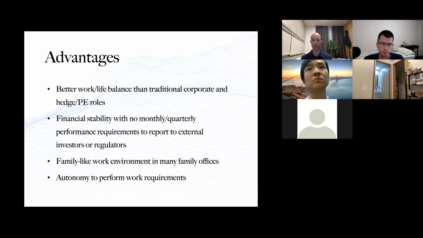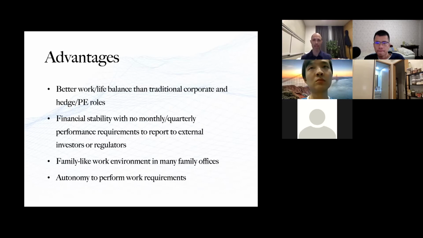There is also a tremendous amount of financial stability. There's no need to comply with monthly or quarterly performance requirements. You don't have to report, like public companies do, on a quarterly basis with their financial results. And so there's the ability to really have a long-term perspective on the investment portfolio, and not a need to make quick knee-jerk reactions to things that would require meeting certain performance objectives or deliverables.